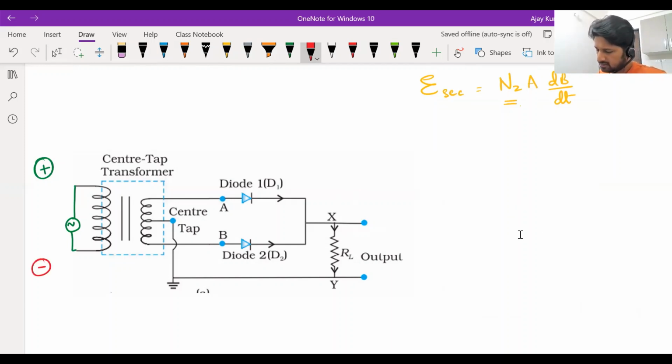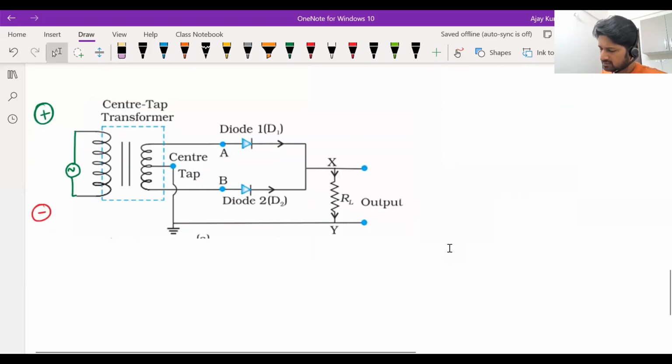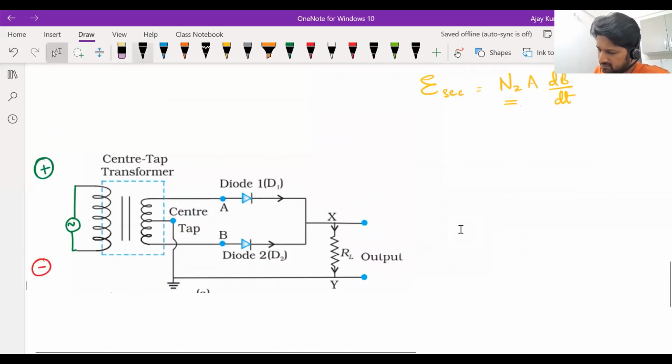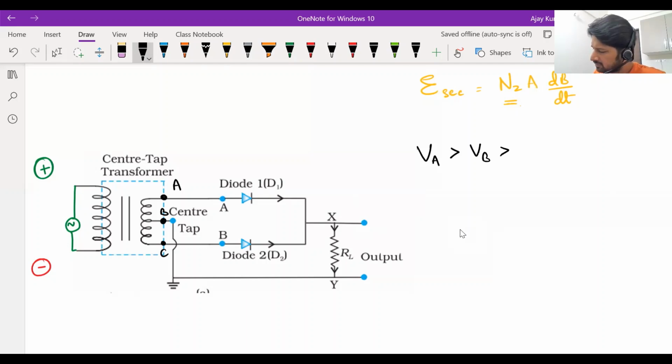Now, when the upper end is at higher potential and the lower end is at lower potential, on the right side, let's mark 3 points, A, B, C. Now, the potential at A will be greater than the potential at B, which will be greater than the potential at C. This is what happens during the positive half cycle. Now, if the potential at A is greater than the potential at B, you look at the circuit. We are using 2 diodes now. A is directly connected to the P side of one diode.